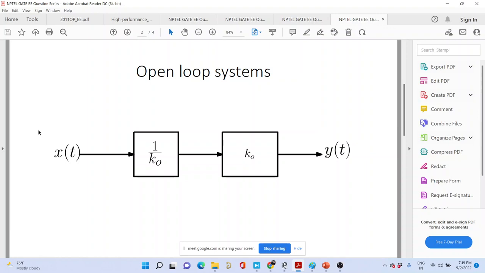Say x(t) is a signal that I want to transmit to somebody maybe far away from me. While transmitting, it is getting attenuated by 1/k0, and then I am amplifying it and sending it to y(t). If I design a system like this, then I am sure to get y(t) equal to x(t), right? Then what was the need for all this control, all this closed loop?